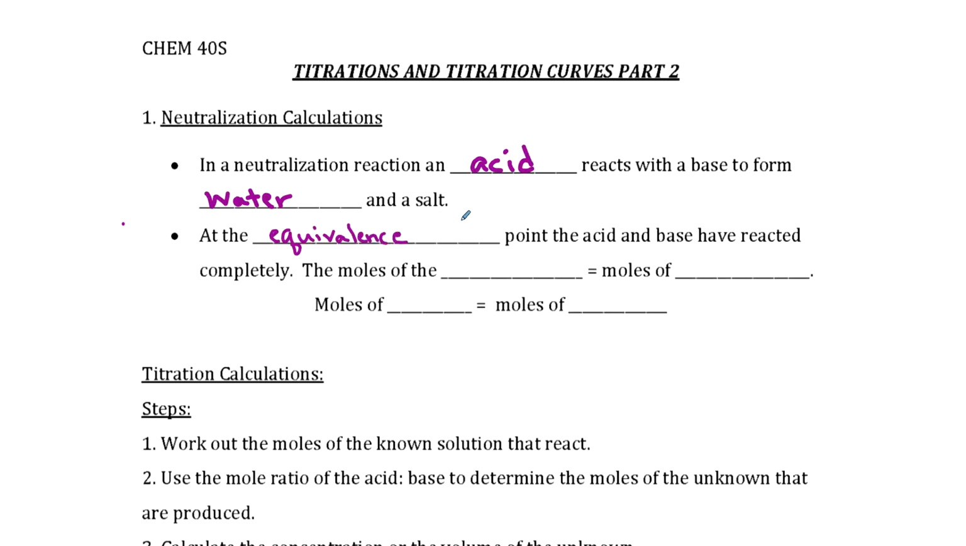At the equivalence point, which is what we talked about last lesson, the acid and base have completely reacted and they're neutralized. When you're titrating, that equivalence point is right where you'd see the color change occur with your indicator, and that's when you'd stop your titration. At that point, the moles of the acid equal the moles of the base, or you could think of it as moles of the hydrogen ion equal moles of the hydroxide ion.